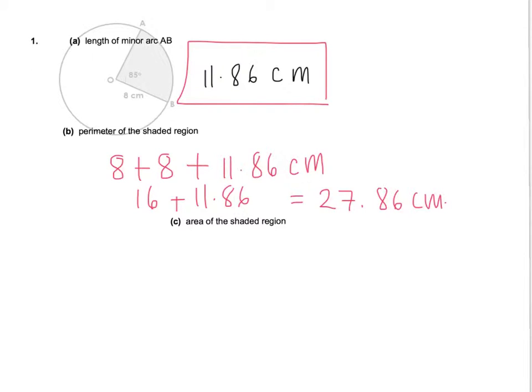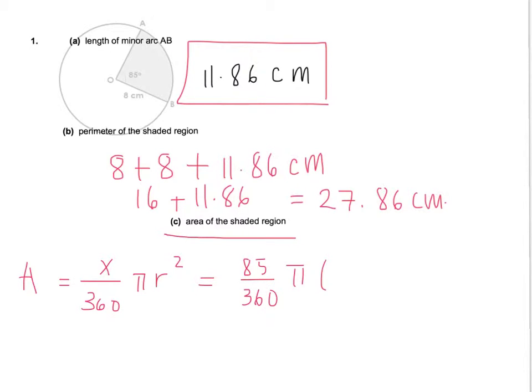So the next thing that we need to do is to find the area of the shaded region. Okay, so the formula is, let's say x is the angle, x over 360 and then pi r squared, that is the area. So x is 85 divided by 360 times pi. The radius is 8 and then squared. Now we can use 3.14 for pi, so that is 3.14 and then 8 squared. Simplify this either manually or by using a calculator, and you will get the final answer.